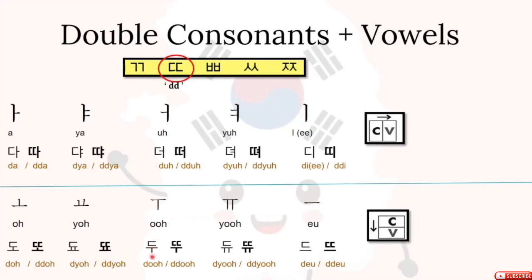Next one. D and u becomes du. For double consonant, D and u becomes du. Next one. Single consonant, d and yu becomes dyu. Double consonant, d and yu becomes dyu. Okay, finally, d and eu becomes deu. For double consonant, d and eu becomes deu.